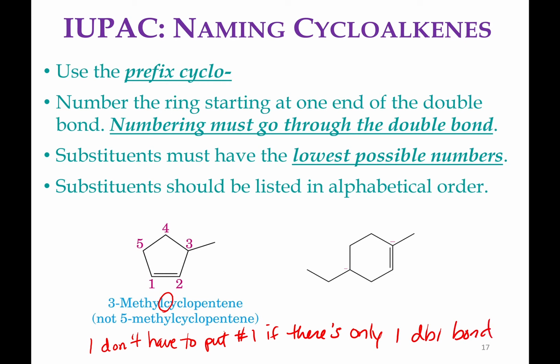Next one, we're going to number starting here, 1, 2, 3, rather than this way, 1, 2, 3, because that would give our substituent the lowest number. So 1, 2, 3, 4, 5, 6. A 6-membered ring is a cyclohexane. I have a methyl group and an ethyl group, and I have a double bond. Again, the double bond is always going to be at number 1, but I do have to number the methyl group. So this would be 4-ethyl, 1-methyl cyclohexene.